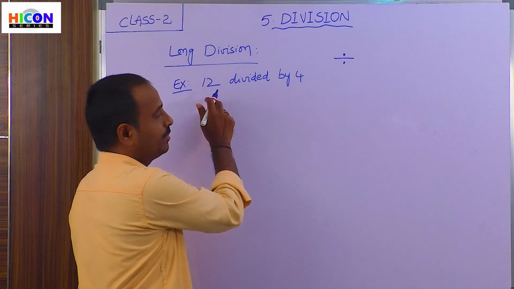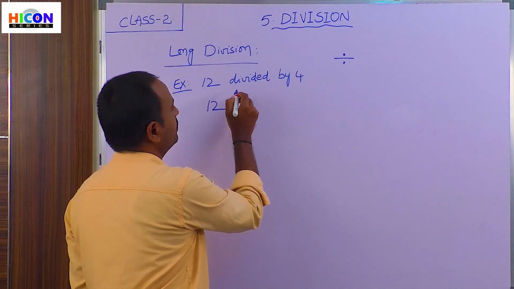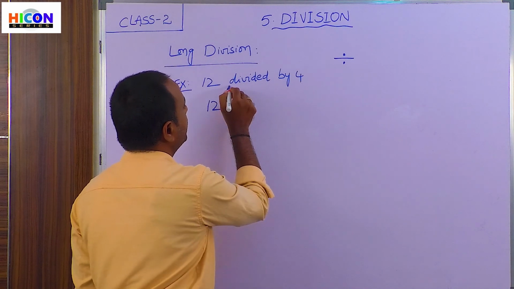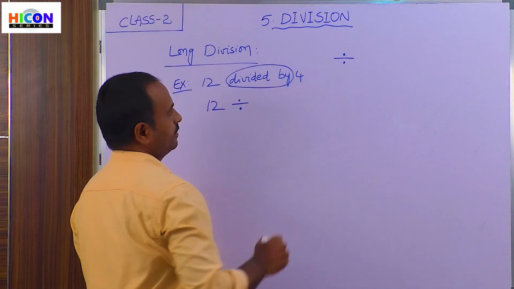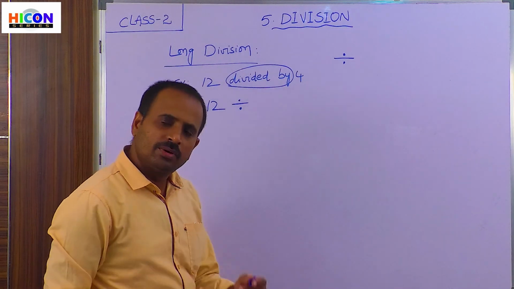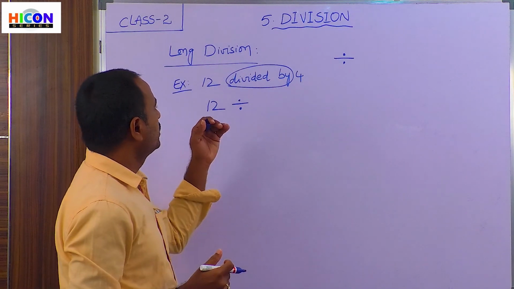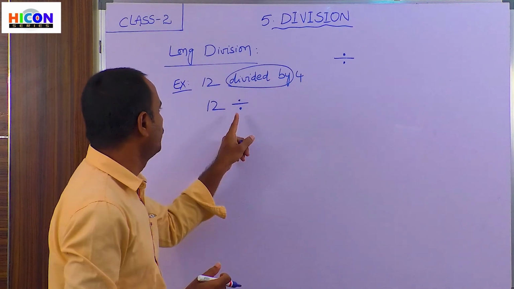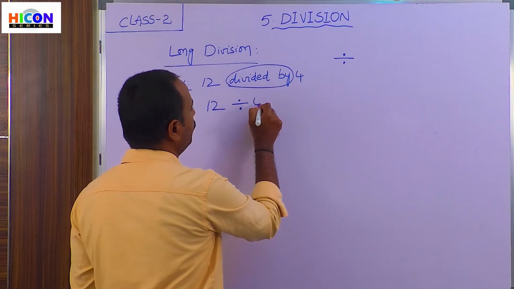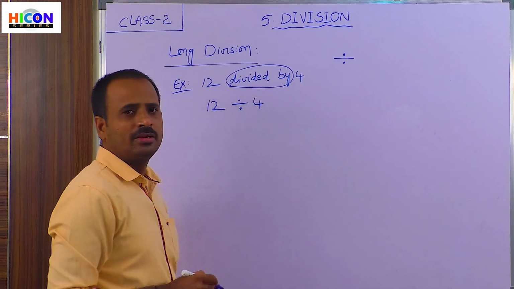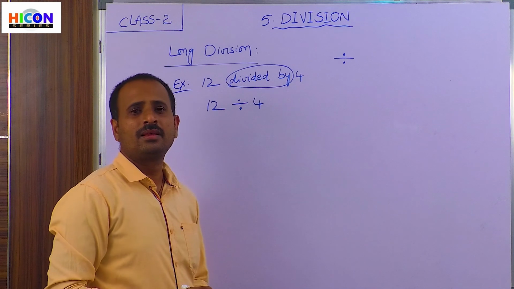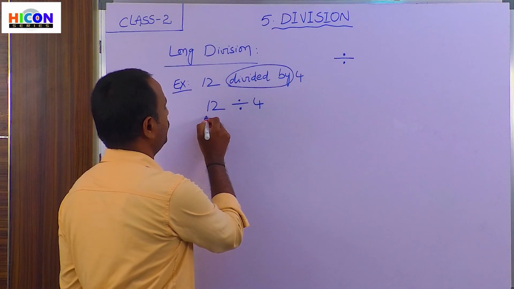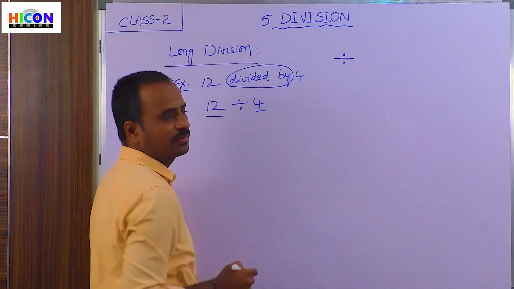First write the number 12, and write the symbol instead of the words divided by. Children, do you understand? First replace the words divided by with the symbol. This is the symbol we have to use here. And next write 4. So this is the division, and in division also there are two numbers. Here the first number is 12 and the second number is 4.